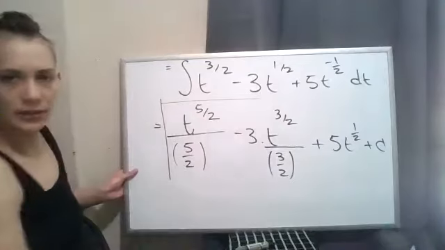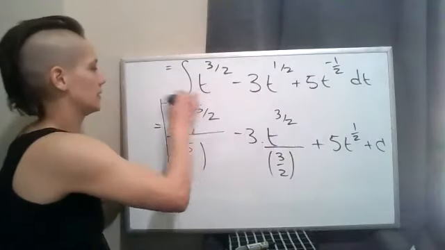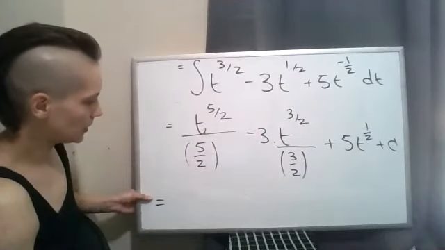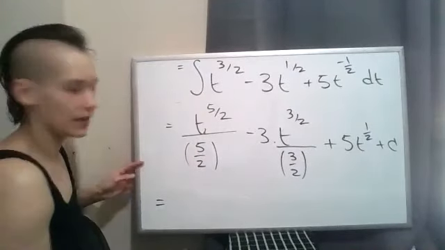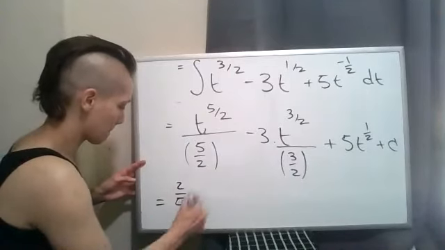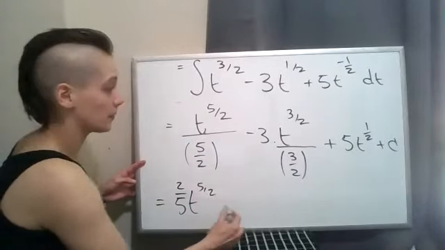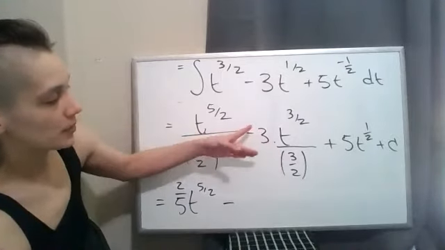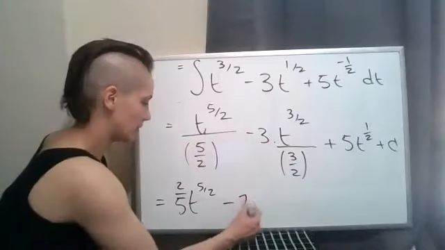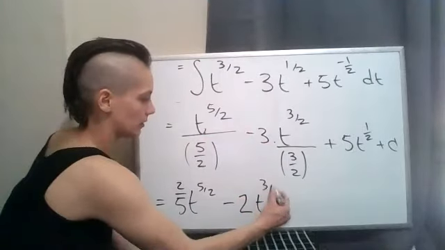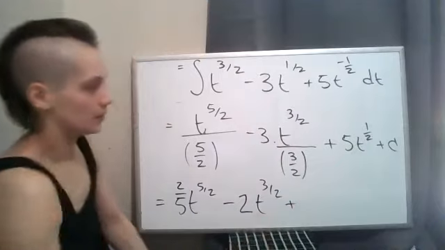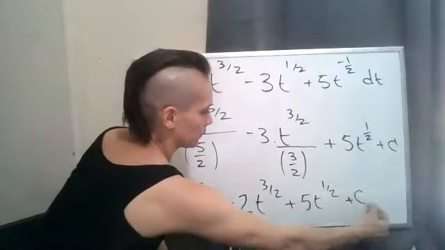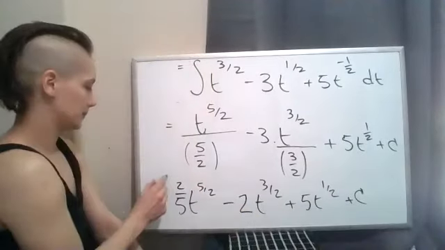So actually, we can write this a bit better. Cool. Let's do 2/5 t to the 5 halves minus, this is going to give you, multiply by 2 over 3. The 3's cancel. We have 2t to the 1/2. Plus c. That's over.